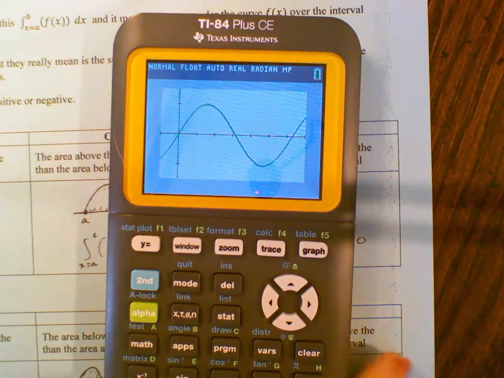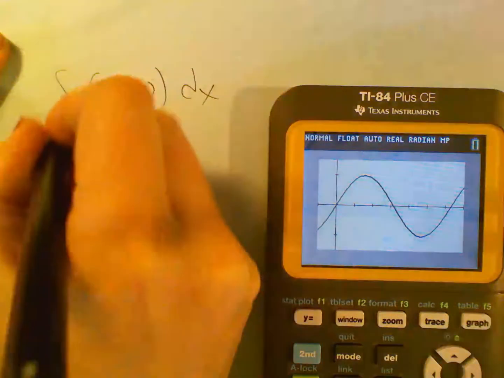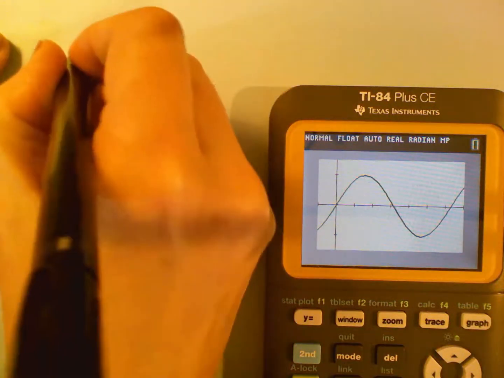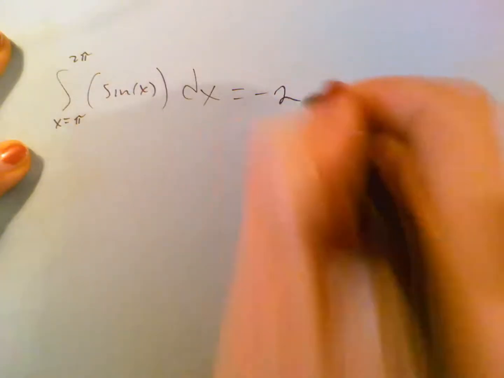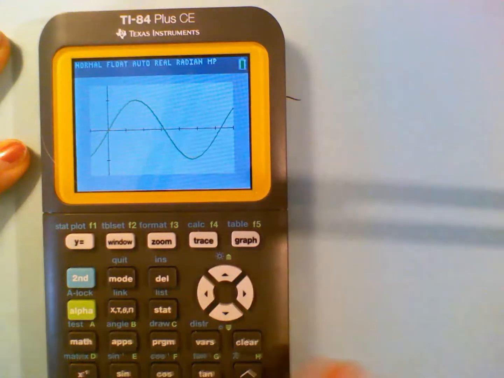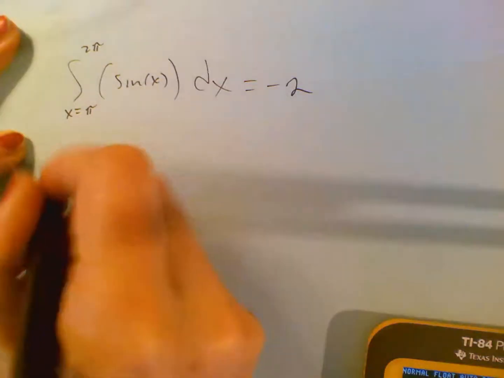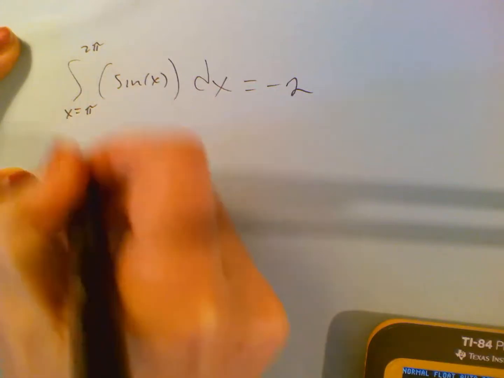We already saw from my calculator that the area under the curve of sine of x, this is the sine graph, from x equals pi to 2 pi, was negative 2. From pi to 2 pi, the curve was below the x-axis, so that was a negative area. But watch what happens if I make it a backwards interval.